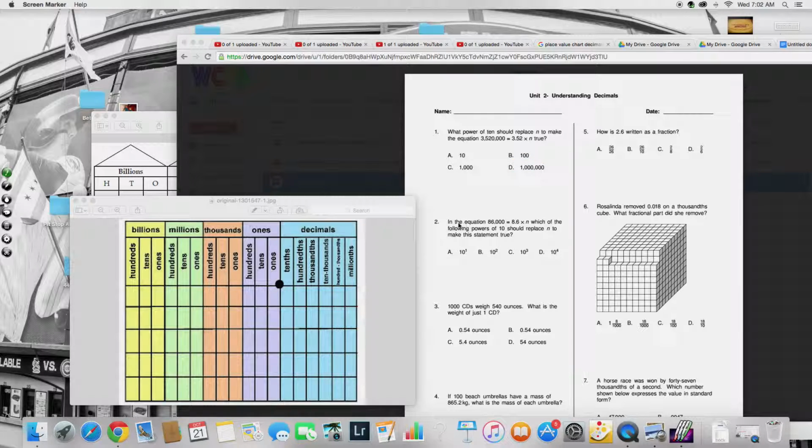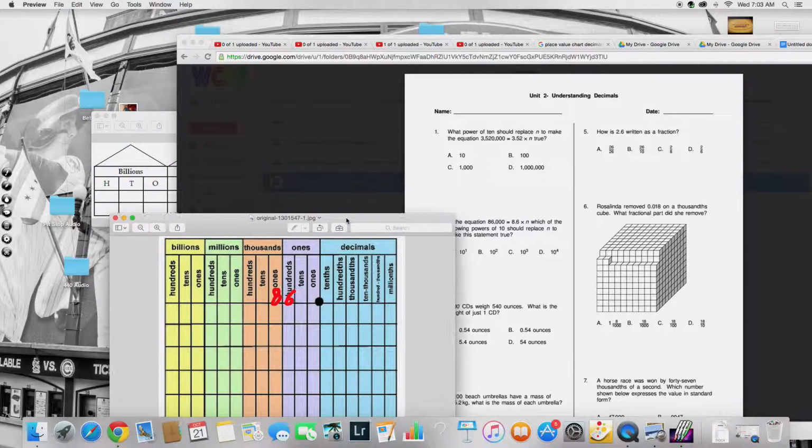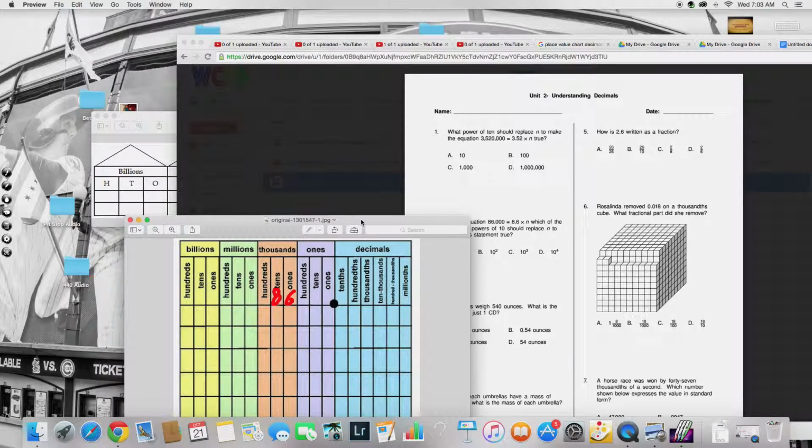Okay, let's try the next one. Which one of these could we multiply by to make 8.6 the same as 86,000? Well, let's get 8.6 in there. We need to get this to 86,000. So this will be our thousands place here, 86,000. So I'm going to move that 1, 2, 3, 4 places, right? I almost went too far. 4 places to get it to 86,000. Let's add in our zeros. And then if I was just looking at this as 8.6, I would know I would want this 6 to be in the thousands place.